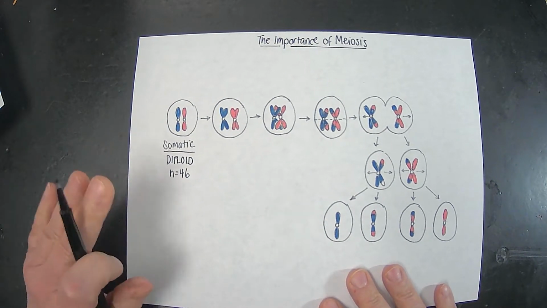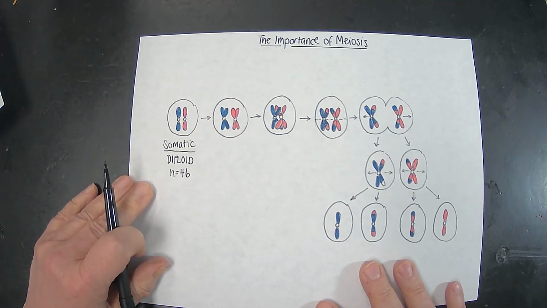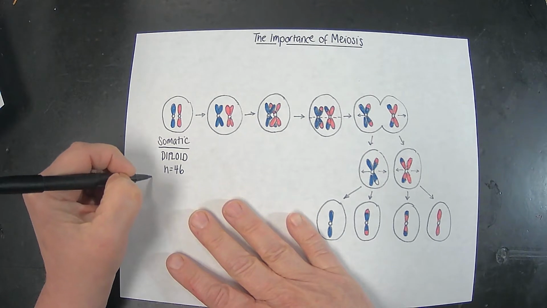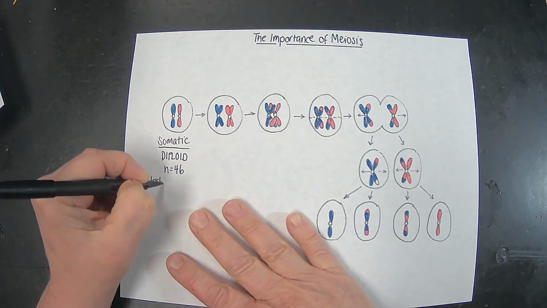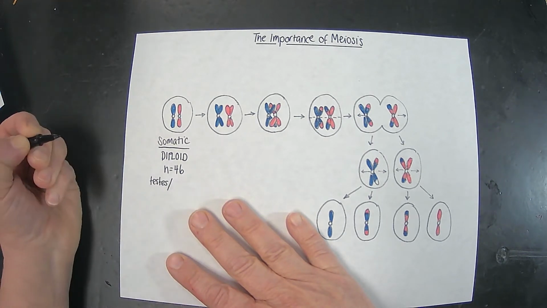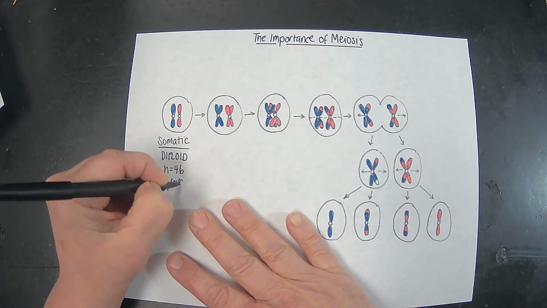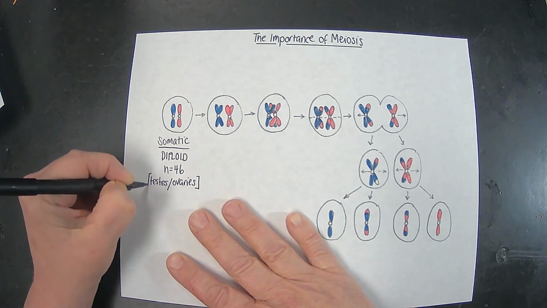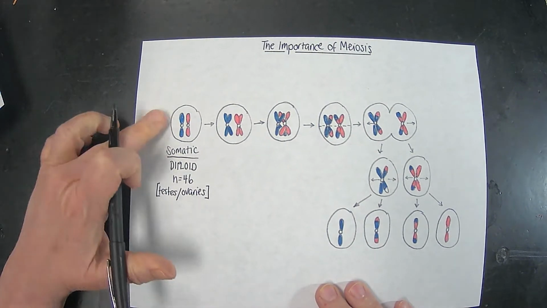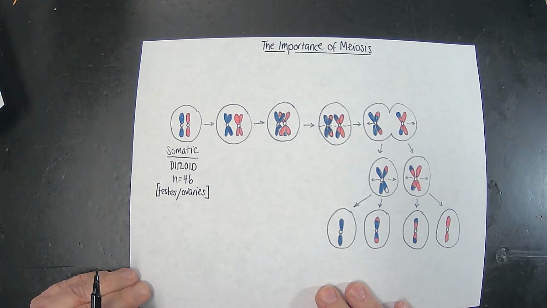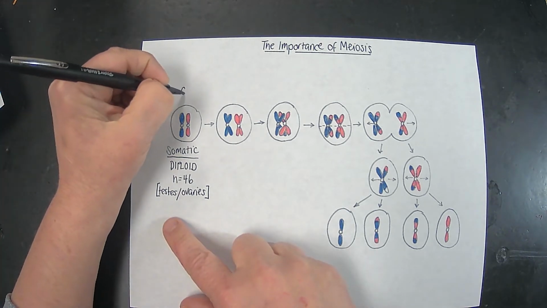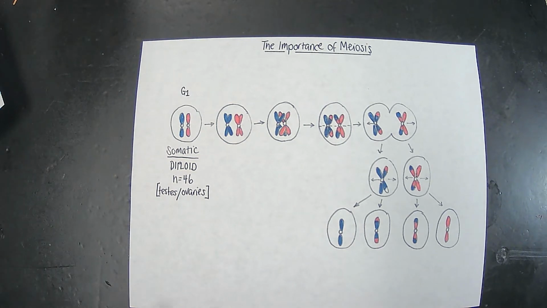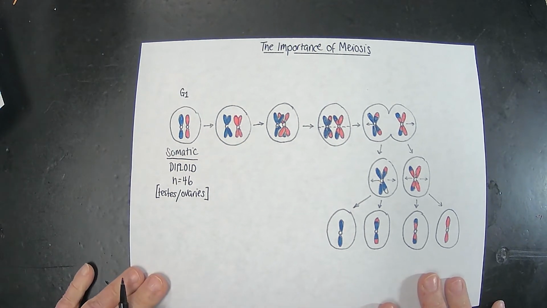So this would be a somatic cell. Since we're talking about the production of gametes and meiosis, this would be a cell in either the testes, if it's a male, or the ovaries, if it's a female. And this is a cell that, in the cell cycle, would be in G1. The cell's growing, it's doing its normal stuff.